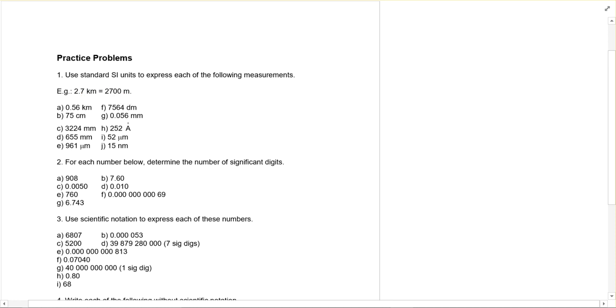All right, so if we have 0.56 kilometers, I'll put this over here, so A. So we started out with 0.56. All you're going to do is the exact same thing, really. You're just going to move this 1, 2, 3 times. So this was in kilometers. So our answer is now 560 meters.